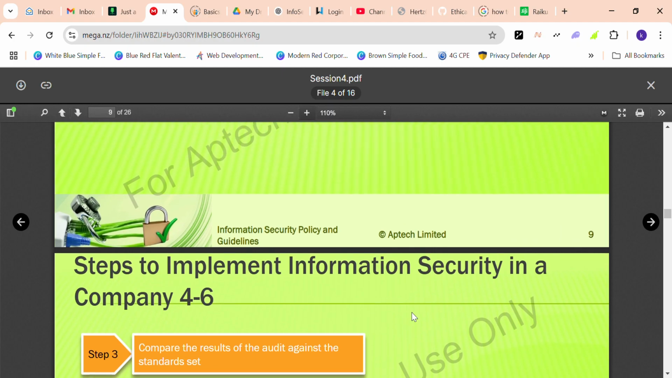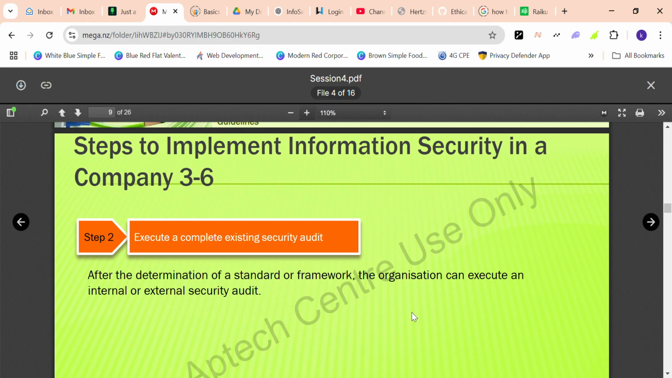Sorry, sir. Internal and external security audits, what are the differences? Okay, internal is your company auditors audit, while for external you invite an outsider to come and audit.